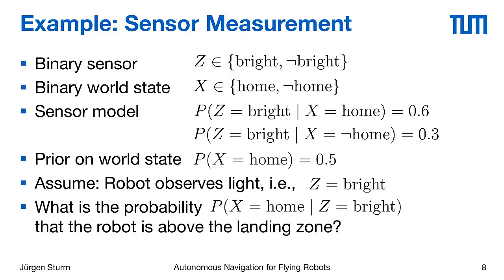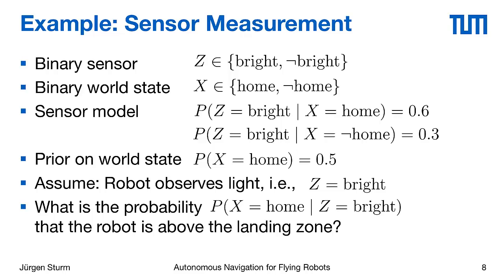As you can see, this is a causal sensor model, because being at home or being above the landing site causes the sensor to trigger or not to trigger. It's quite easy to construct and also to measure empirically. We could just hold the quadrotor above the landing site and measure how often it detects the brightness. Furthermore, we need to define a prior on our world state. If we don't have any preference, if we are 50-50, so to speak, whether we are above the landing zone or not, we could set this probability to 0.5.